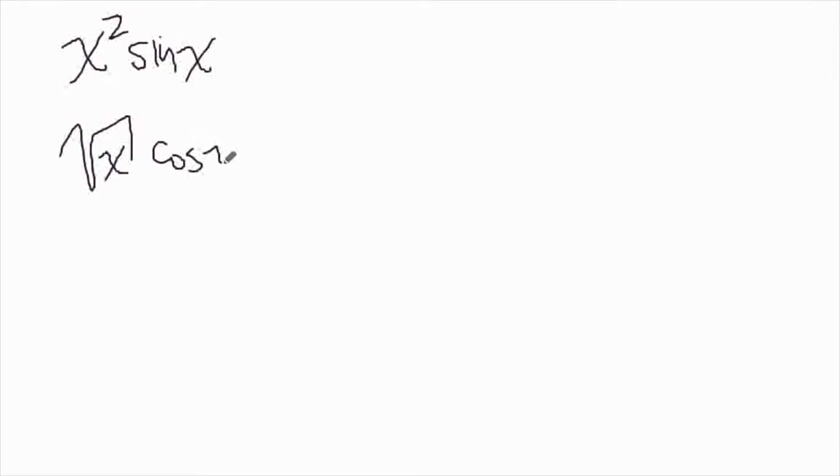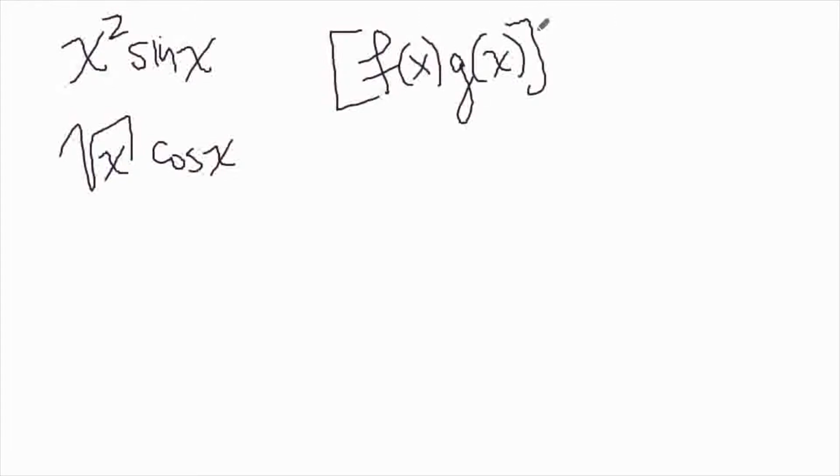Here's the question: what if you wanted to take the derivative of a product of functions? Like x squared times the sine of x, or the square root of x times cosine of x. In general, what we want is a derivative formula for function times function, and the derivative of that whole thing.